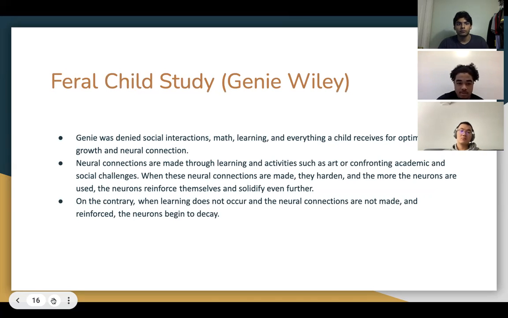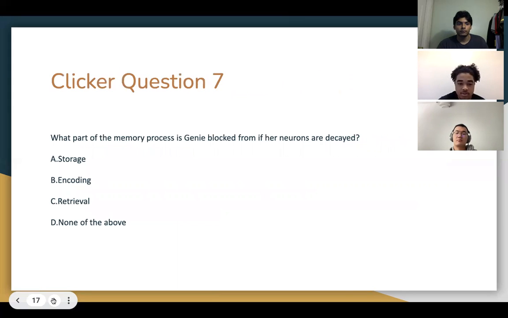Feral child study, Genie Wiley. Genie was denied social interactions, math learning, and everything a child receives for optimal brain growth and neural connection. Neural connections are made through learning and activities such as art or confronting academic and social challenges. When these neural connections are made, they harden, and the more the neurons are used, the more the neurons reinforce themselves and solidify even further. This process is called sprouting. On the contrary, when learning does not occur and the neural connections are not made and reinforced, the neurons begin to decay. This process is called pruning.